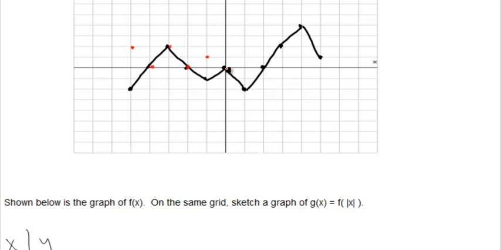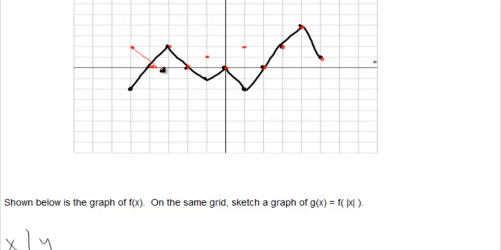This point in the middle is at 0. Absolute value of 0 stays 0, so it stays put. Down here, we're at a y value of -2. In absolute value, that becomes +2. This y value is 0, so that's going to stay 0. This y value is 2, in absolute value that stays 2. This y value is 4, so in absolute value it stays 4. And this y value is 1, so it stays 1 as well.